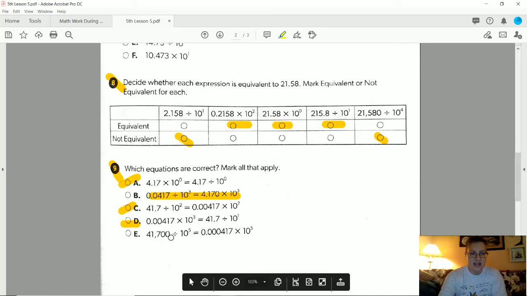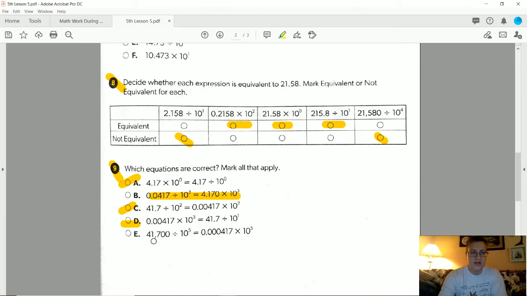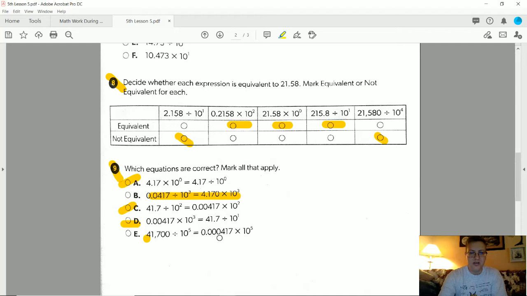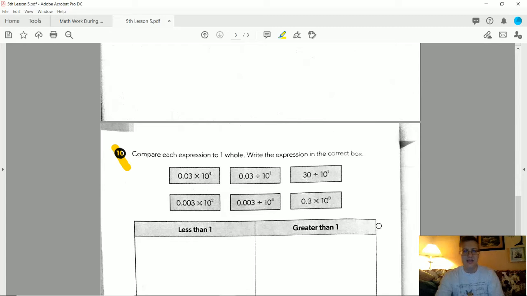41,700 divided by 10 to the fifth would take us 1, 2, 3, 4, 5, and we would put our decimal point right here. If I go forward 5, I would go 1, 2, 3, 4, 5, which would give us 41.7, so these are not going to be equal. So our correct answers are A, C, and D.